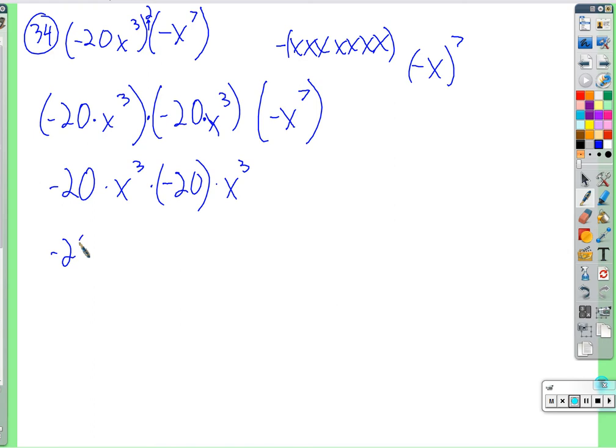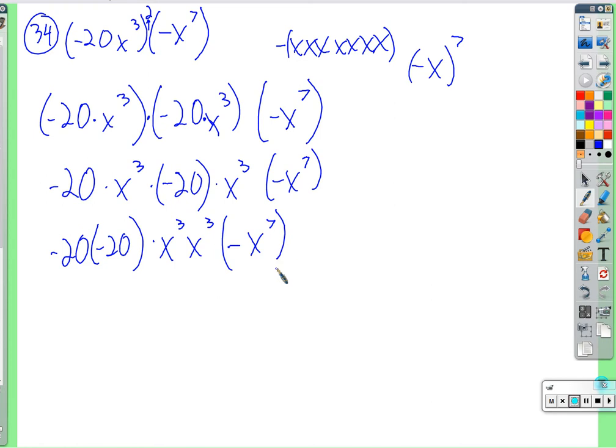So I'm going to take negative 20 and multiply it by negative 20 because I can multiply in any order that I want. I'm going to multiply x cubed by x cubed and multiply that by negative x to the 7th. And what's negative 20 times negative 20? Negative 400. What's that? Positive 400. It's positive because negative times negative is positive.